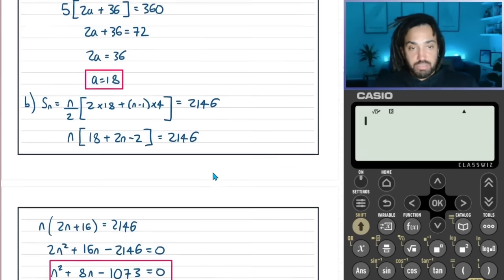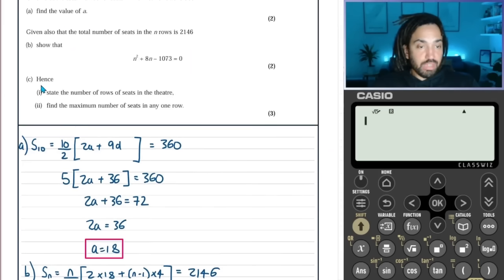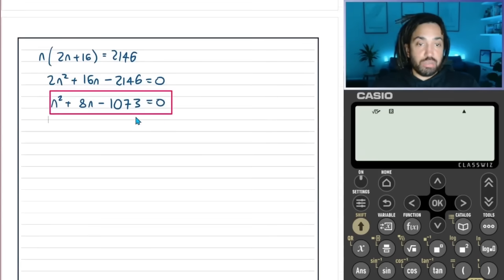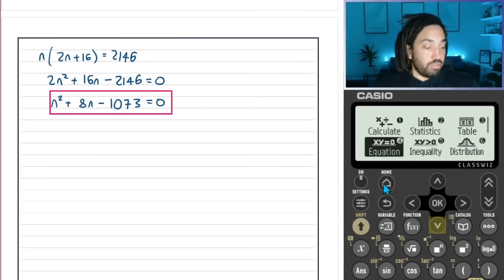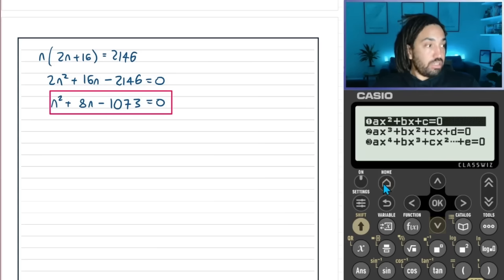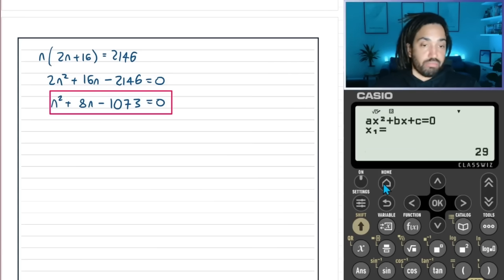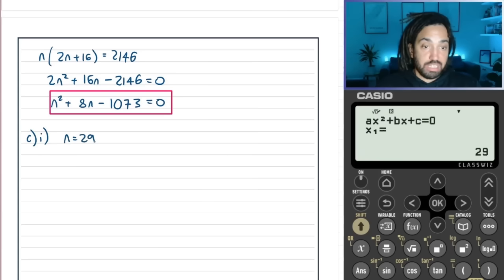Lovely. Okay, so moving back up, hence state the number of rows of seats in the theatre. Find the maximum number of seats in any one row. Okay, so we can solve that on our calculator. It doesn't say anything about not using calculator technology here, so we can solve this. So 1, 8, and minus 1073. This gives us, for part C, part 1, n is equal to 29.